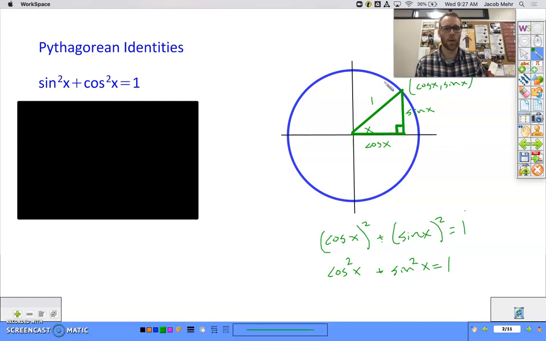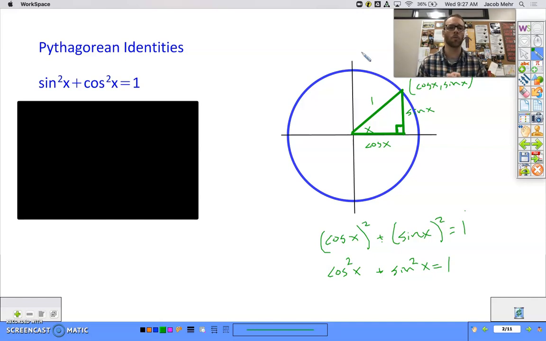Well, is that true for every point on this circle? And the answer to that, of course, is yes. That's true, right? If I draw the triangle over here, our sides of our triangle are still cosine and sine, and we still have that right triangle where we can write the Pythagorean identity. Okay, so this is a huge identity.